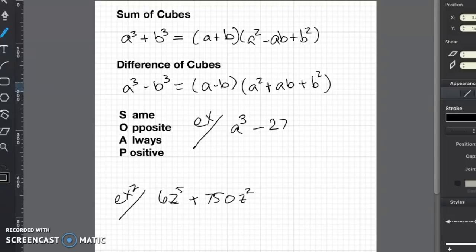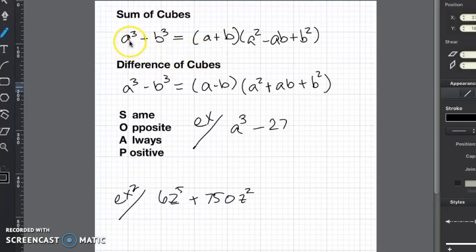Welcome back, mathematicians. This time we're going to talk about sum of cubes and difference of cubes specifically. And again, these are some really specific times when we can factor, and a way to factor very quickly if we can see the situation right away. So, in particular, we're going to talk about sum of cubes and difference of cubes.